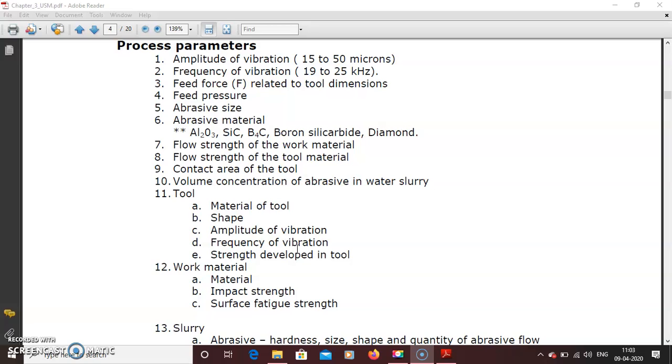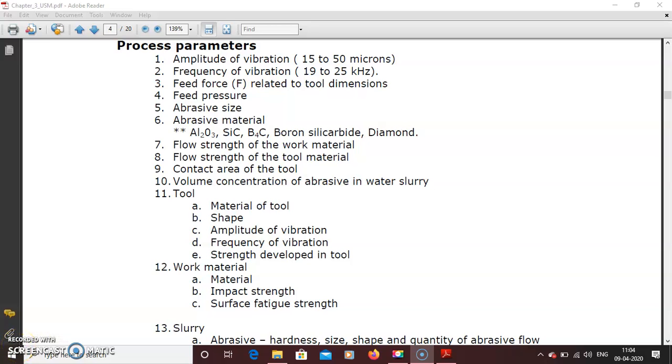The next is the feed force. If we increase the traveling speed, it means a small amount of abrasive particles will take part in the actual cutting process. As we are increasing the frequency, material removal will definitely increase. If we are increasing the amplitude, it will reduce the accuracy. But if we increase the feed rate of the tool, it will decrease the MRR.